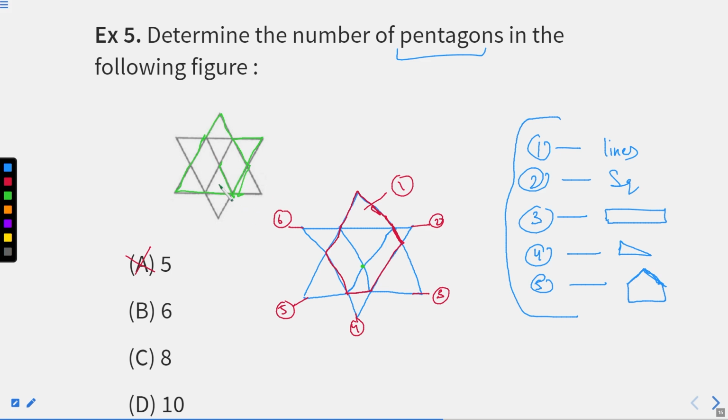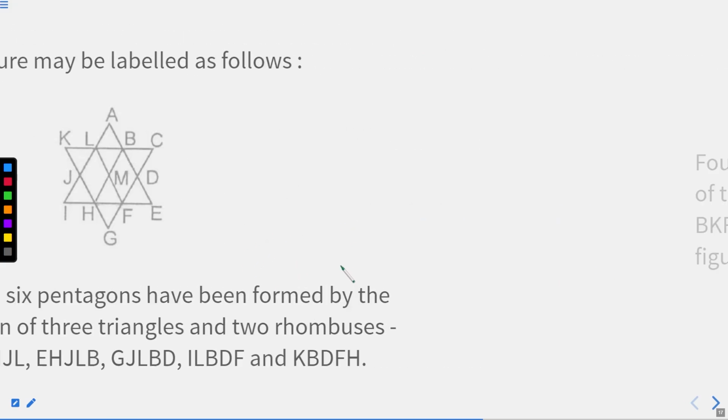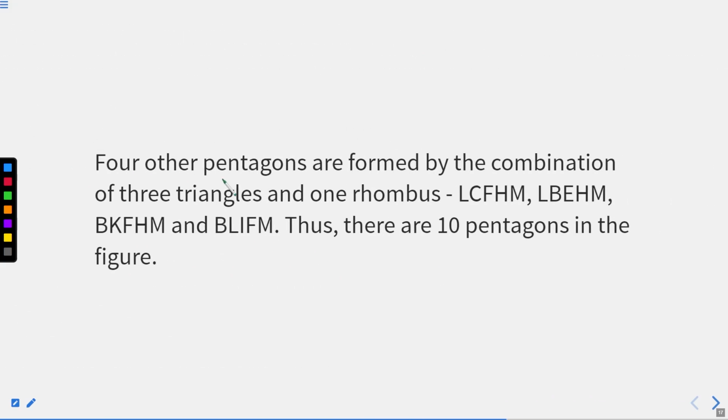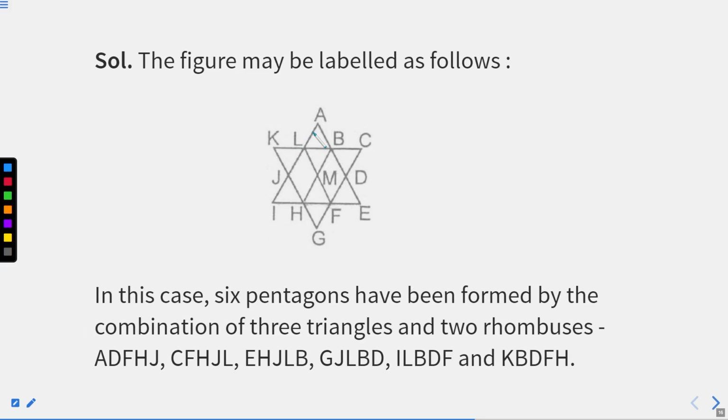So in total, how many pentagons can we form? You can see here as well, in total 4 other pentagons can be formed, formed by the combination of 3 triangles and a rhombus. This is this and this. We are getting these things from these vertices. Right now you can see multiple vertices are there.